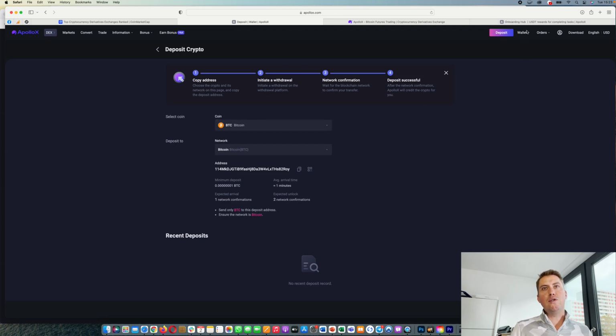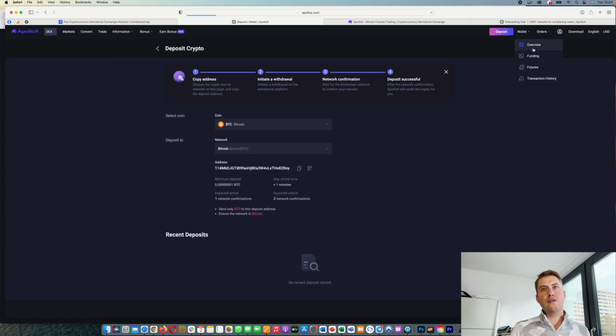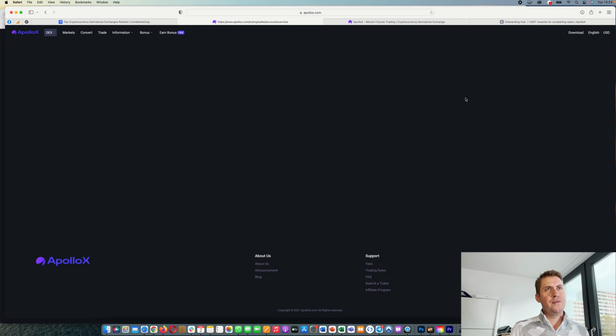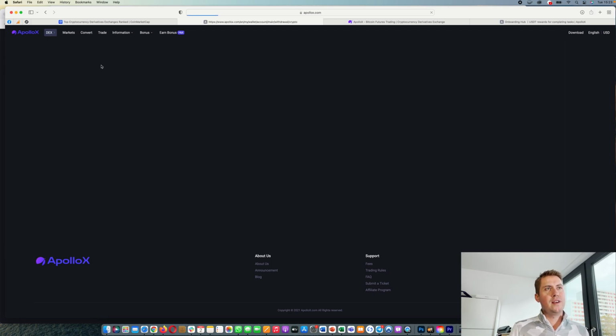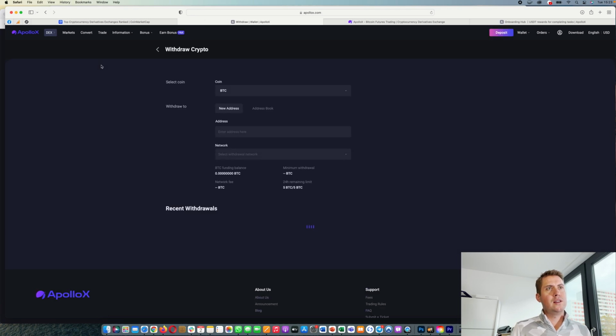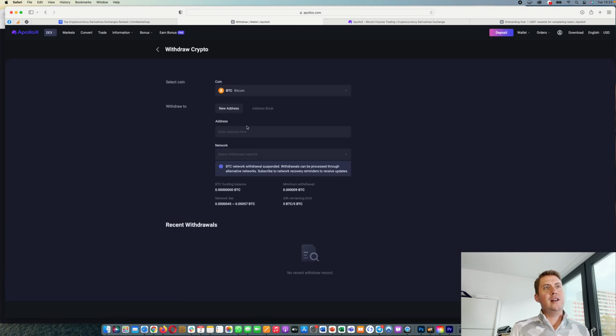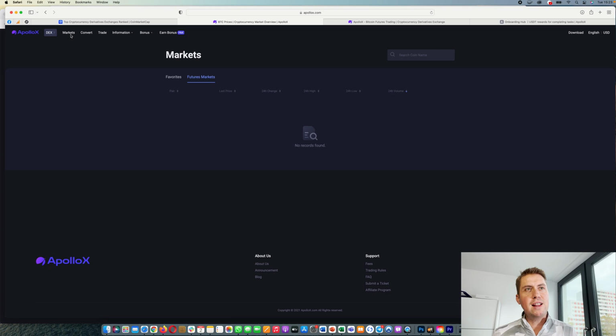Then under wallet, you can actually see the money you have in your account. So here, just go on overview. There you can even withdraw it. And there you just need to enter an address where you want to send the Bitcoins to when you want to withdraw it. Then let's have a look at the markets.